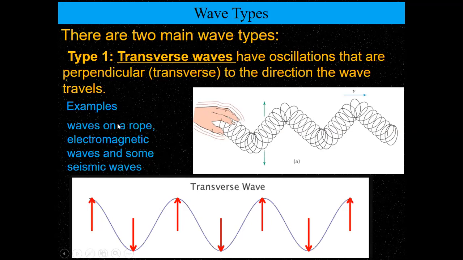Examples of transverse waves are the waves that are created on a rope. Then electromagnetic waves are also transverse waves. We'll learn about electromagnetic waves in a few minutes. And some seismic waves are also transverse waves.